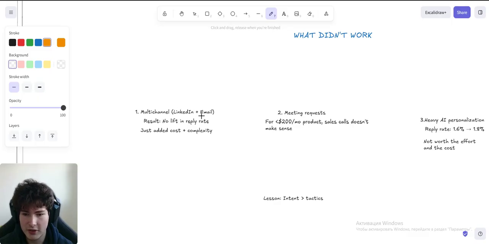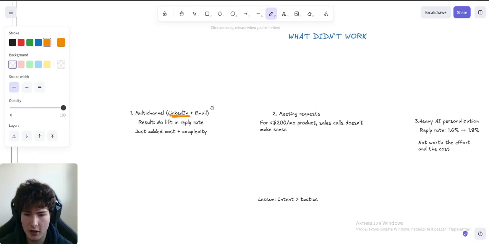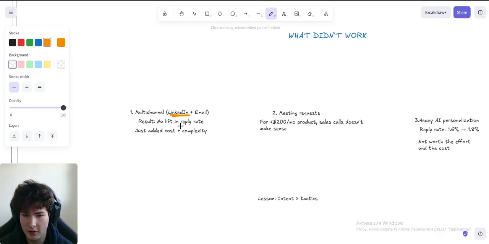And with multi-channel, I'm not saying that it doesn't work at all. I'm saying that multi-channel didn't work specifically for us because, as you know, on LinkedIn, for example, you can send only very limited volume. Of course, you can purchase additional profiles, but it's kind of expensive and the game is a bit different there. So we tried multi-channel with LinkedIn and email, and we didn't see any significant lift in positive reply rate. We did see it in total reply rate, but not in positive reply rate. So it just added cost and complexity, and costs were actually pretty high.